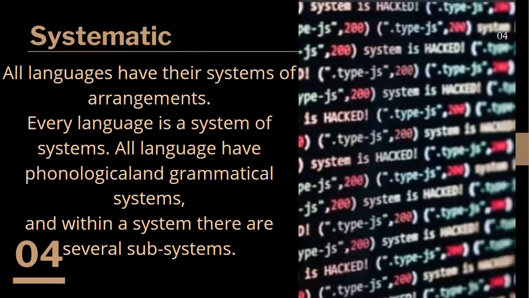Let's turn now to systematic. All languages have their system of arrangements. Every language is a system of systems. All languages have phonological and grammatical systems, and within a system, there are several subsystems. So, in spite of the fact that language is symbolic, its symbols are arranged in a specific system.